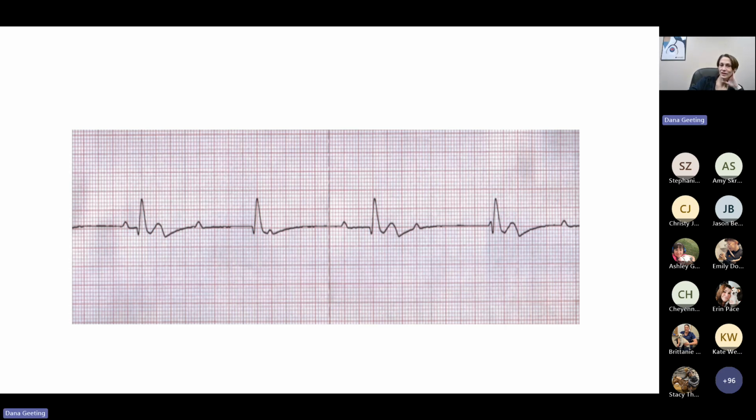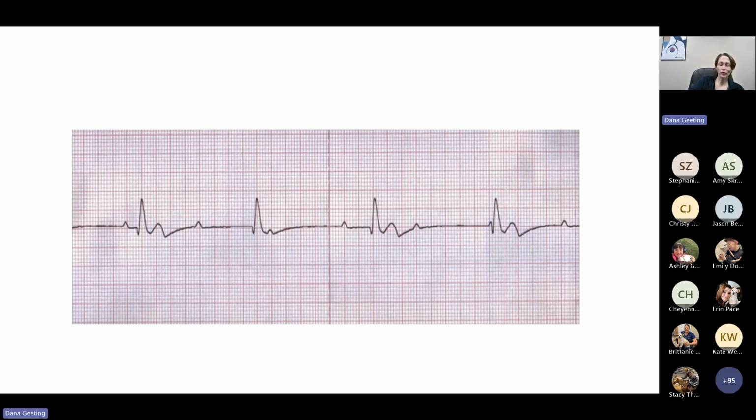All right, this one is going to be tricky because this is one of the ones that you could see in many forms. This is a form of PEA. Kind of gives it away is that here your P waves just are not firing at any regularity. Your QRSs are there.